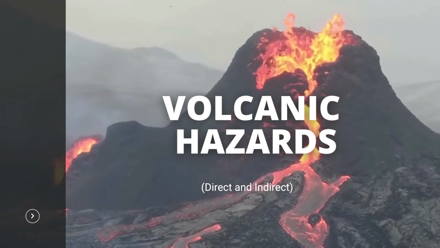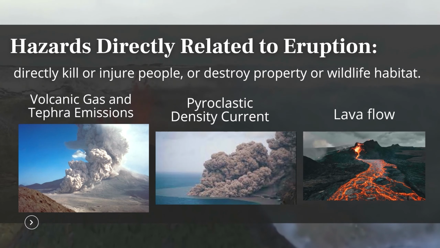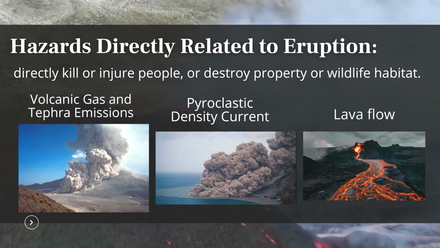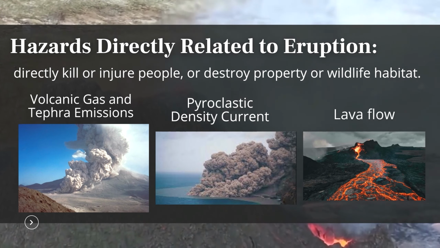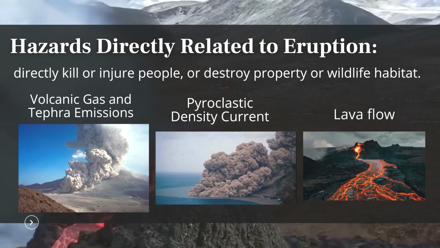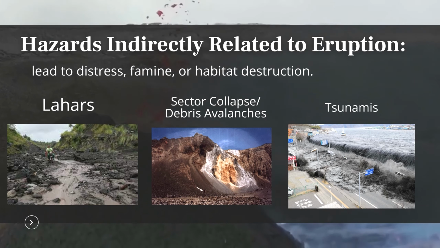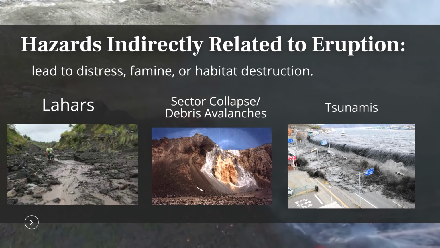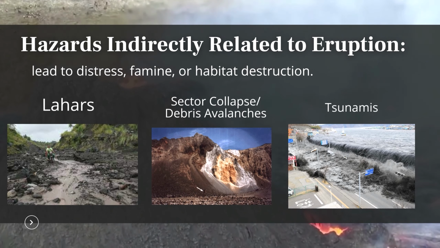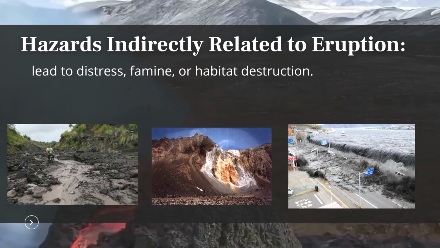Volcanic hazards can be classified into direct and indirect. Direct hazards are forces that directly kill or injure people, or destroy property or wildlife habitat. Some of the examples are volcanic gas and tephra emission, pyroclastic density current, and lava flow. Indirect hazards of volcanism induce environmental changes that lead to distress, famine, or habitat destruction. Some of the examples are lahar, sector collapse, debris avalanches, and tsunamis.